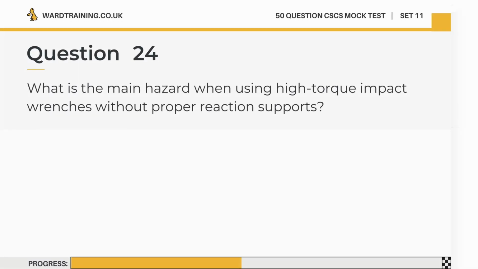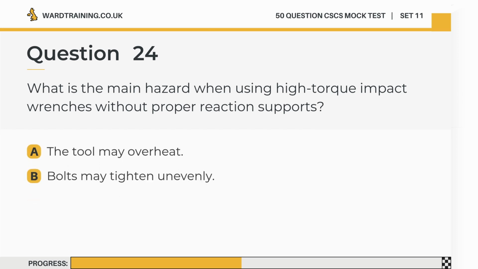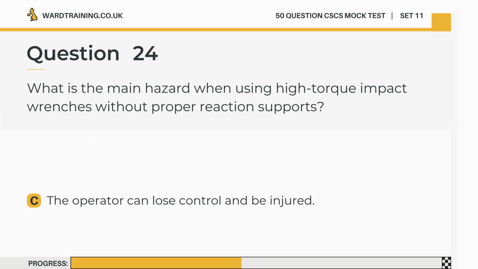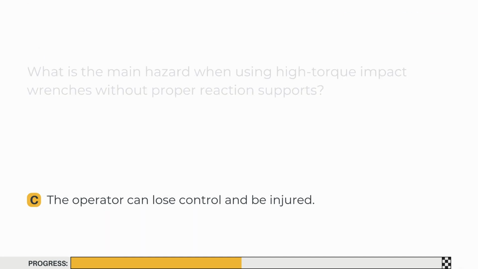Question 24. What is the main hazard when using high-torque impact wrenches without proper reaction supports? A. The tool may overheat. B. Bolts may tighten unevenly. C. The operator can lose control and be injured. D. The tool battery may drain quickly. The correct answer is C. The operator can lose control and be injured.